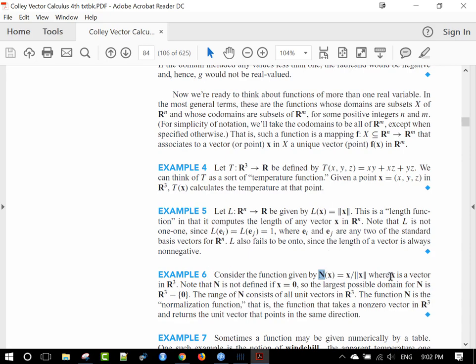Okay. So they're saying suppose x is a vector in R3. Note that n is not defined at 0, because you can't do that. So the largest possible domain for n is R3 minus the point 0. Can't have 0 in there. The range of n consists of all unit vectors in R3. The function n is the normalization function, that is the function that takes a non-zero vector in R3 and returns the unit vector that points in the same direction.